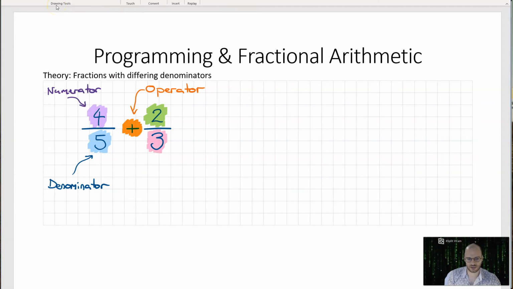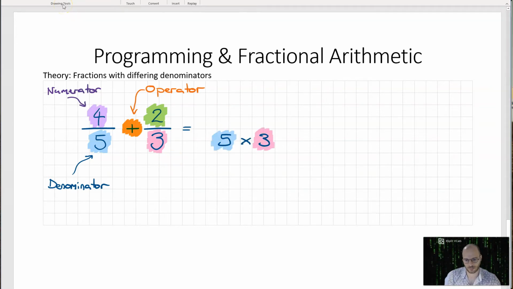Now, if we're going to achieve the addition of 4 over 5 plus 2 over 3, what we're going to start off with is we draw our equal sign like so, and then we're going to get our denominator in our first fraction, so we'll call this denominator 1, and then we're going to get denominator 2, and we're going to multiply these two numbers together. So we'll go 5 times 3.